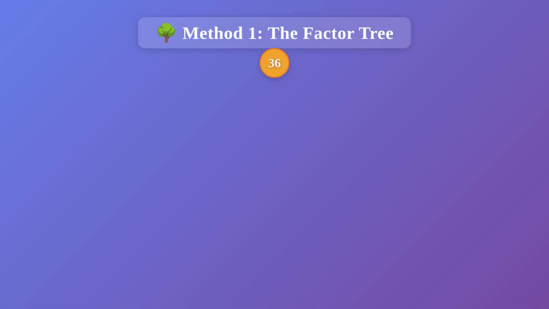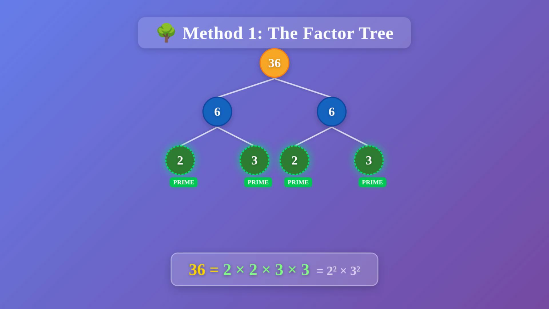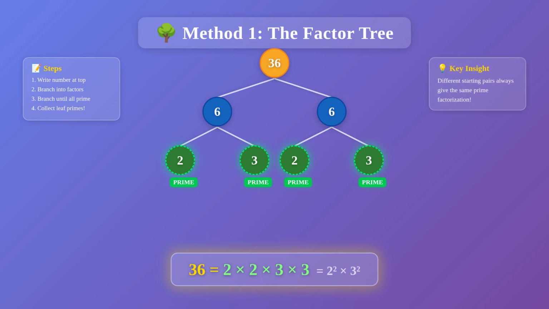There are 2 great methods for finding prime factorization. Let's start with the factor tree. It's the most visual and Marcus's personal favorite. Here's how it works. Write your number at the top, then branch it into any 2 factors. Keep branching each factor until every branch ends in a prime number. Those prime numbers at the bottom of the tree? That's your answer. The cool thing is you can start with different factor pairs and still get the same prime factorization in the end. Math is consistent like that. Ready to try one with Marcus? Let's build our first factor tree together.